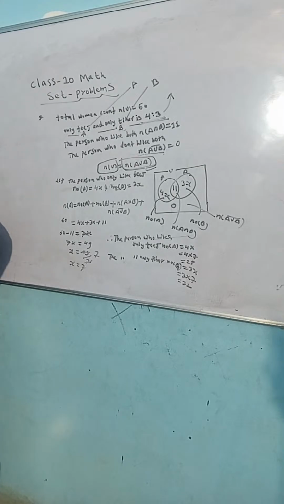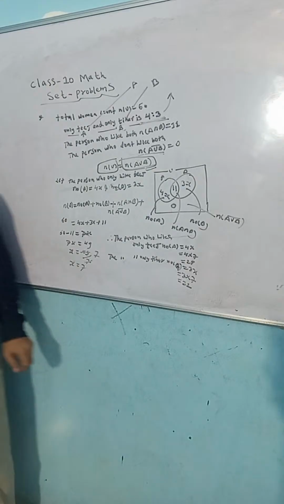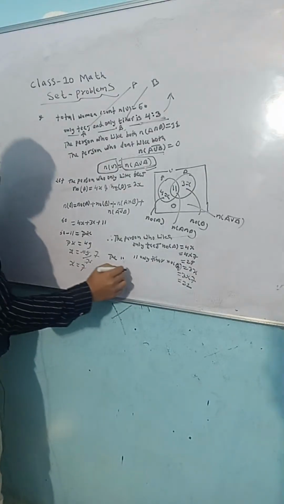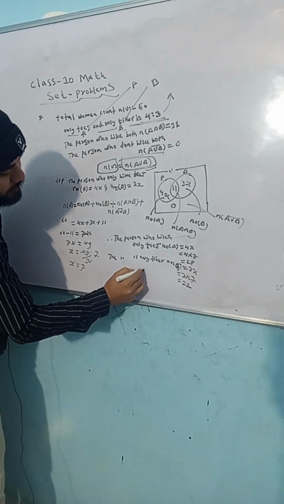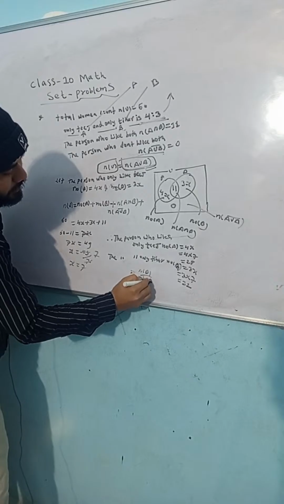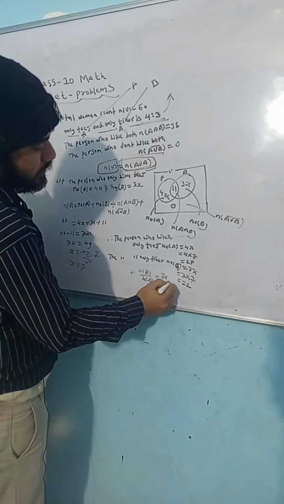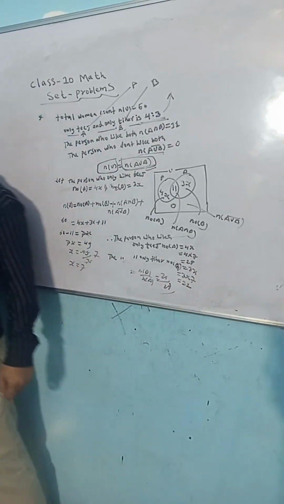So here we have one more question, guys. We have to find out the ratio of those who like Tihar to those who like Tej. Okay, Tihar means n of B upon n of A. Okay, this ratio, guys. n of B means 21, n of A means 28, guys. In that ratio you have to find out.